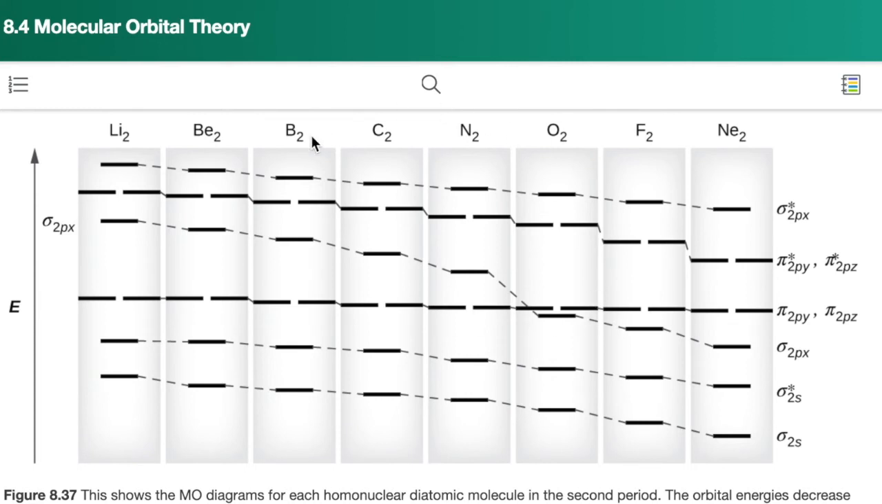Here is a diagram from your textbook showing the molecular orbital diagrams for these elements in the second period of the periodic table. So see, this is where the sigma bonding and the pi bonding switch places. The first 5 elements, lithium, beryllium, boron, carbon, and nitrogen, have the sigma bonding as higher in energy than the pi bonding. Then oxygen, fluorine, and neon have that sigma bonding as lower in energy than the pi bonding orbitals.